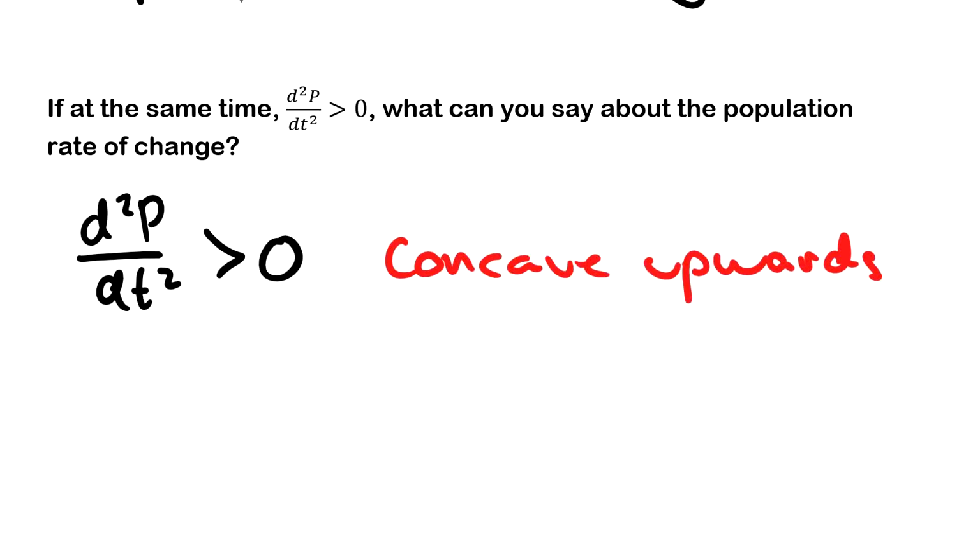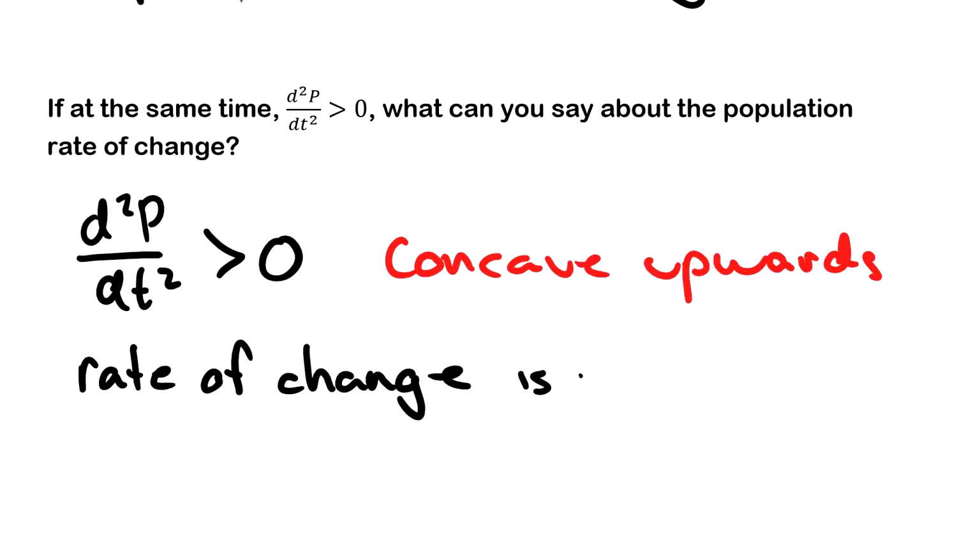All right, so if I had to graph something, it looks like we're going down really fast and we're starting to slow down. Not as many rabbits are disappearing. So what this means is that the rate of change is increasing.